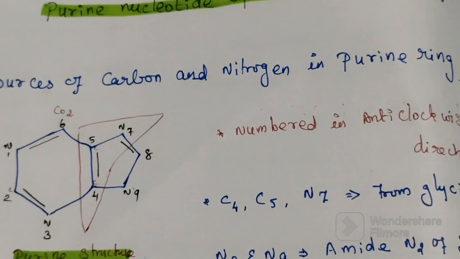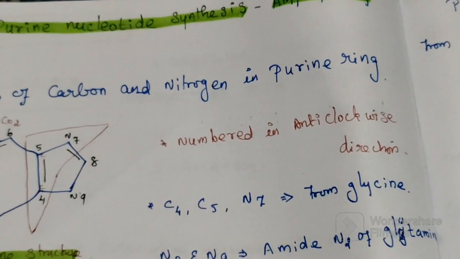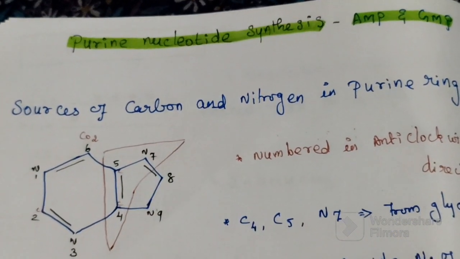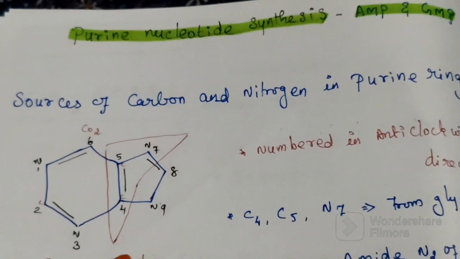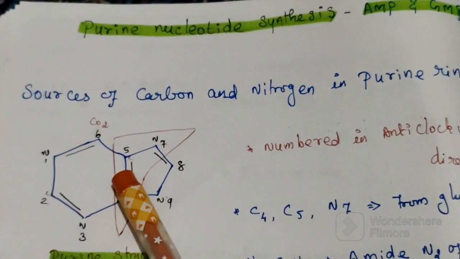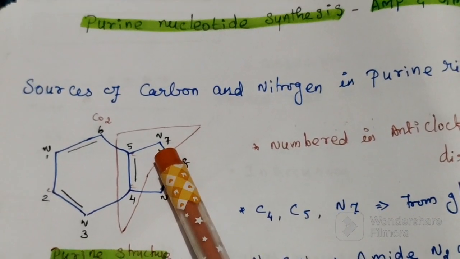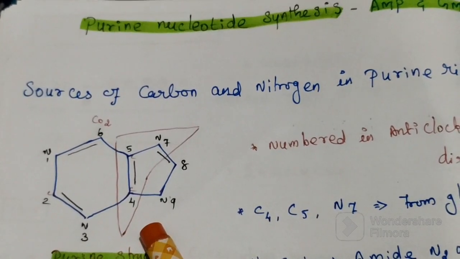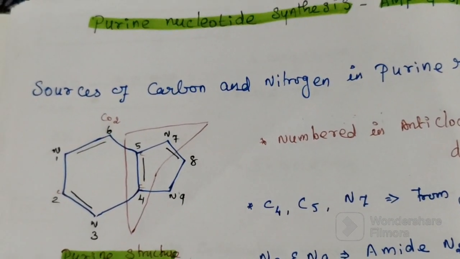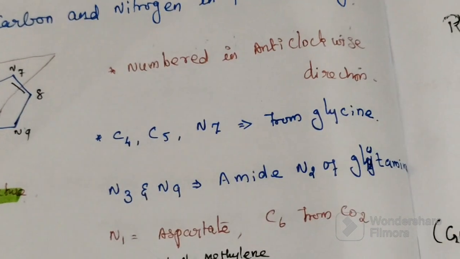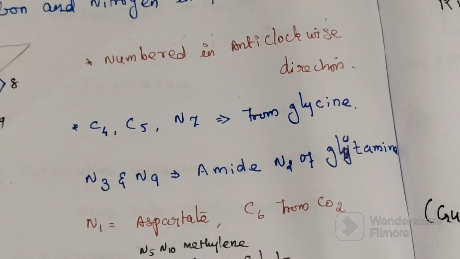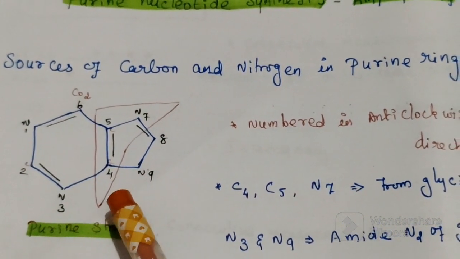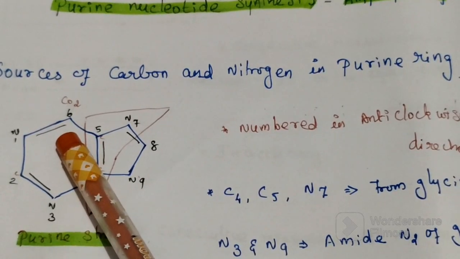This is the purine structure. It is numbered in an anti-clockwise direction. There is a double bond. In this purine structure, C4, C5 and N7 are from glycine. N3 and N9 are from the amide nitrogen of glutamine. N1 is from aspartate. C6 is from carbon dioxide.